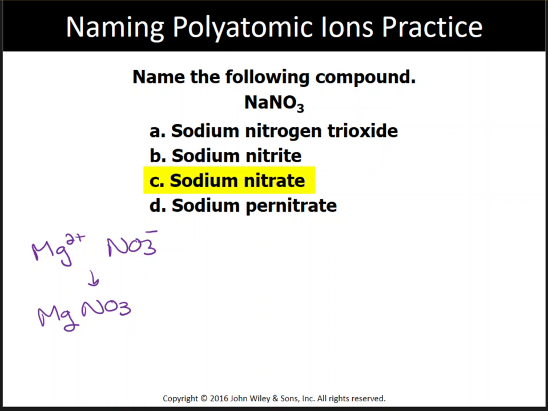In order to balance the charge, you would need to have 2 nitrate ions to balance the +2 charge of magnesium. How do I say 2 nitrate? You put a parenthesis and you give it a subscript. So polyatomic ions, we treat them as units. So if it needs to have a subscript, you put them in parentheses and you give them the subscript.